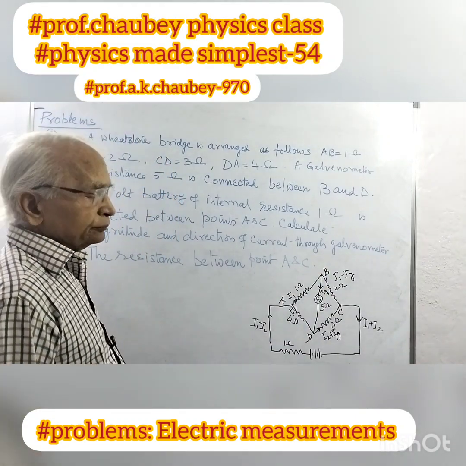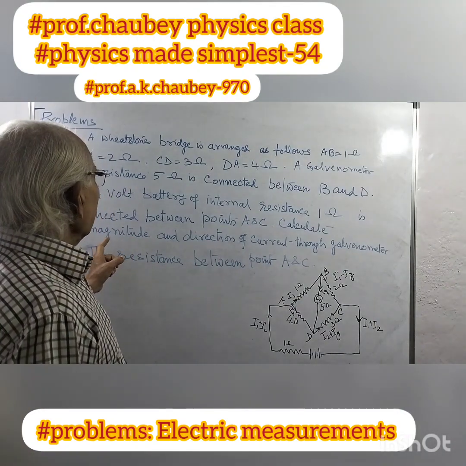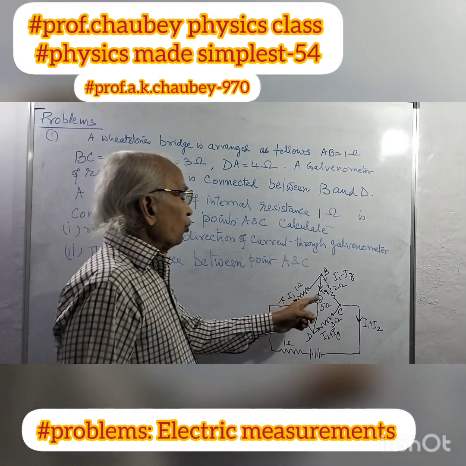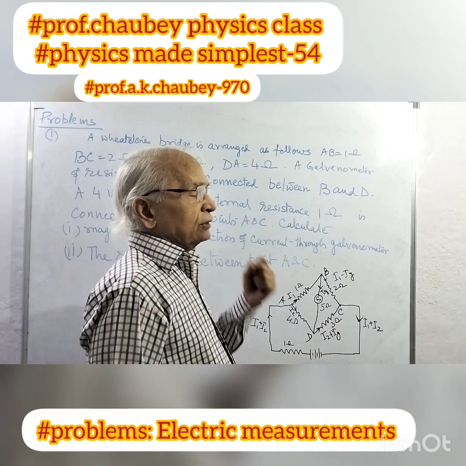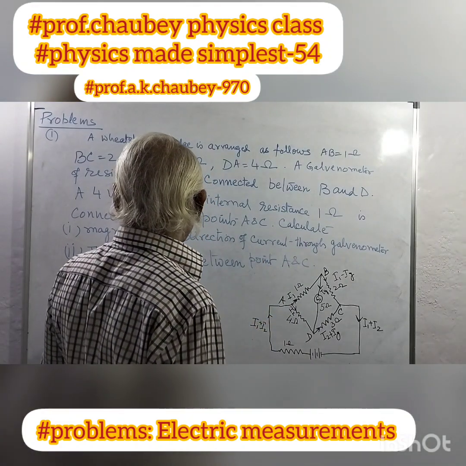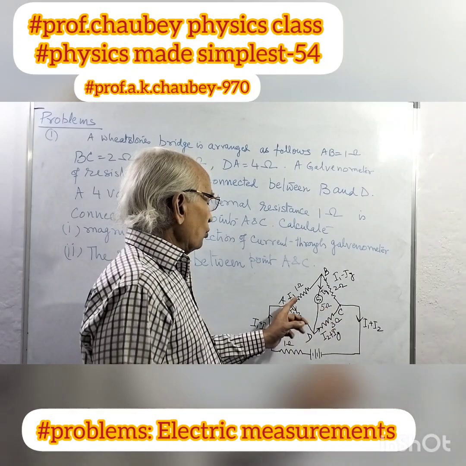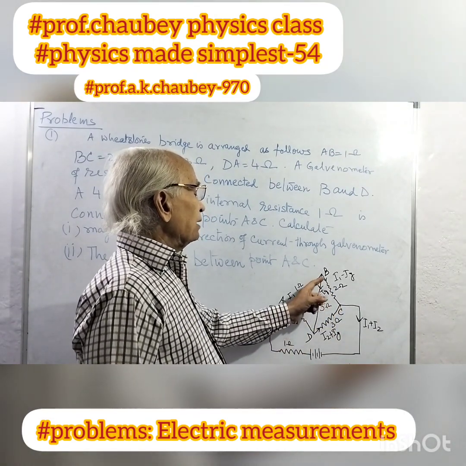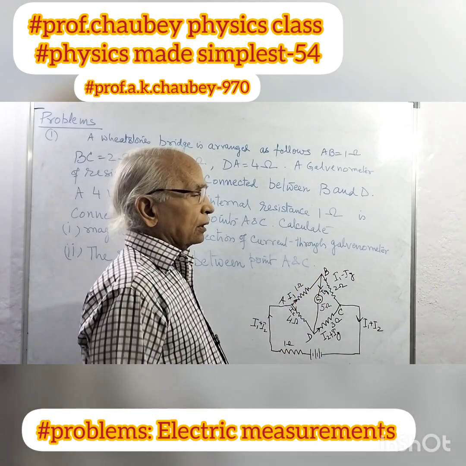Now what we have to do? Calculate, number 1, the magnitude and direction of current through the galvanometer. What is the current through the galvanometer? What is the amount and what is the direction? Number 2, the resistance between points A and C. What is the resistance between A and C? And find out whether the current passes from B to D or D to B in the galvanometer.